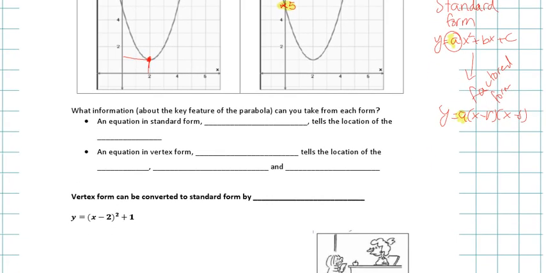So, what information about the key features of the parabola can you take from each form? An equation in standard form, which is y equals ax squared plus bx plus c, tells the location of the y-intercept. And remember that your y-intercept is your c value.